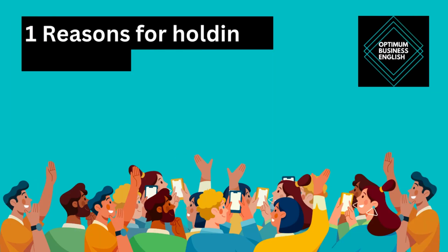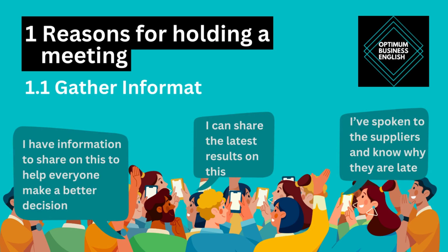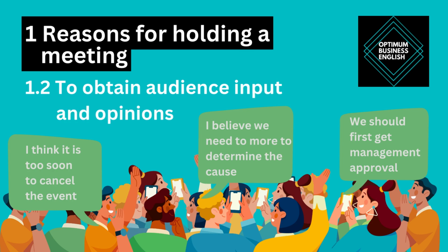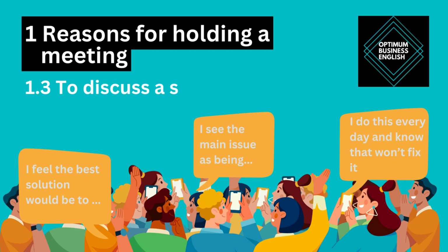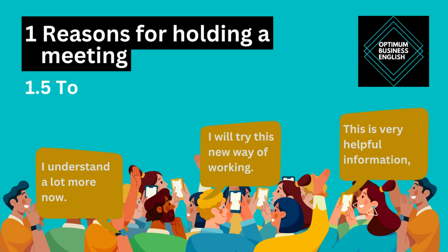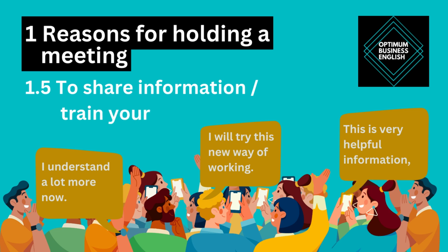The reasons for holding a business meeting are to gather information from the audience about the topic, to obtain input and opinions from the expert audience and to find out what they think, or to discuss a potential solution to a problem. Another could be to reach an agreement and to make decisions. A final reason for holding a meeting could be to share information with or to train your audience on something.